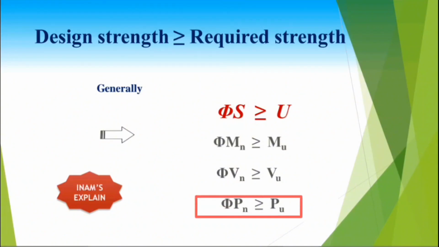Similarly, for point load, the nominal point load multiplied by the strength reduction factor should be greater than or equal to the ultimate load produced by the load effect. So these are the different elements of a design strength in terms of moment, in terms of shear, in terms of load.